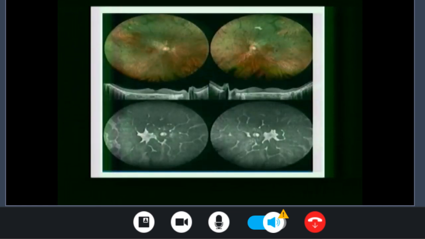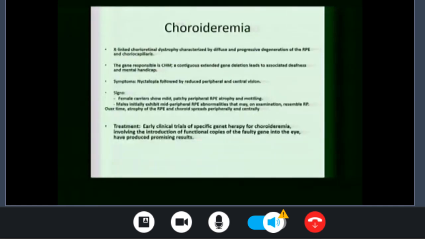This is the picture of choroideremia. It has similarity with gyrate atrophy. A little bit we'll talk about choroideremia. It's an X-linked chorioretinal dystrophy characterized by diffuse and progressive degeneration of the RPE and choriocapillaris. The gene responsible is CHM. Symptoms: nyctalopia followed by reduced peripheral and central vision.